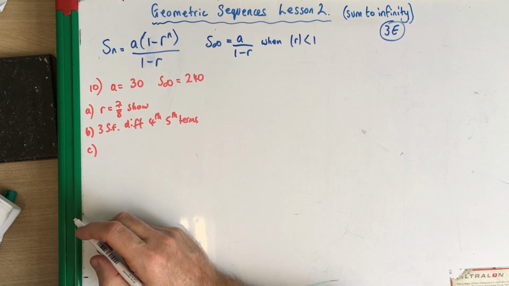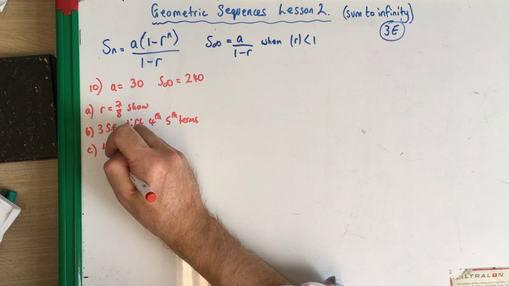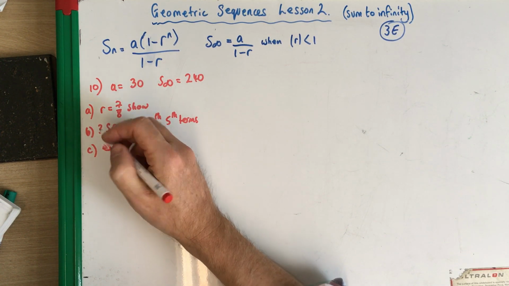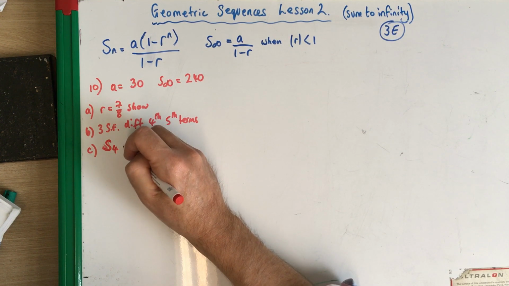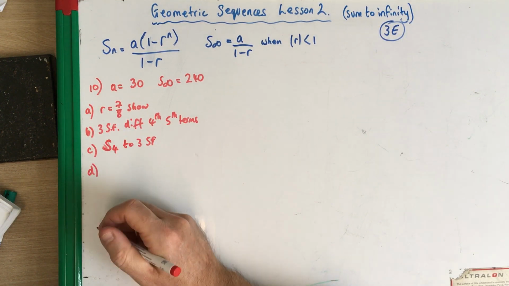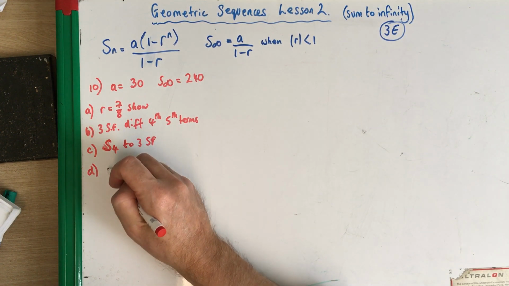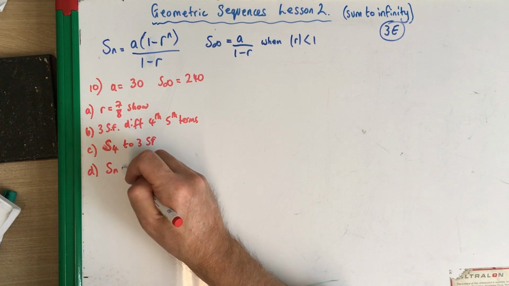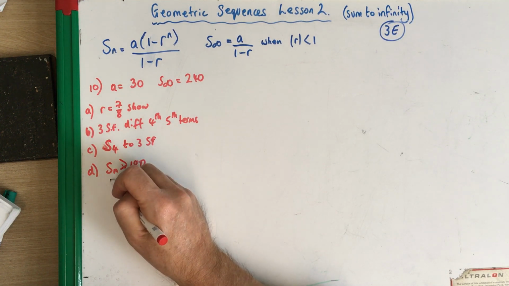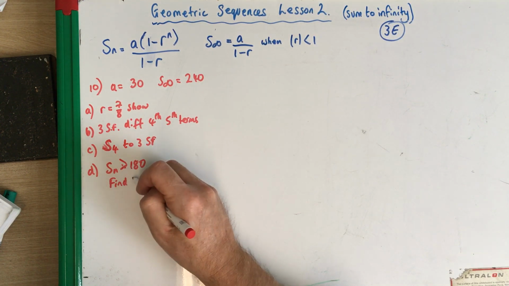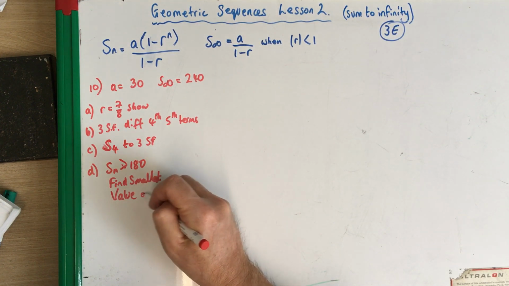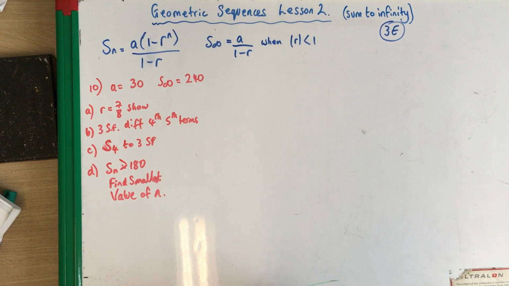C, what is he saying? Calculate the sum of the first 4 terms. So I'm going to do S, sum of 4 terms, to 3 significant figures. And D's an interesting one here. It says the sum of n terms is greater than 180. Find the smallest value of n.